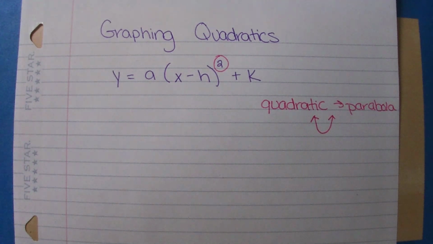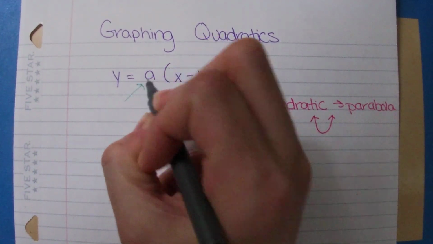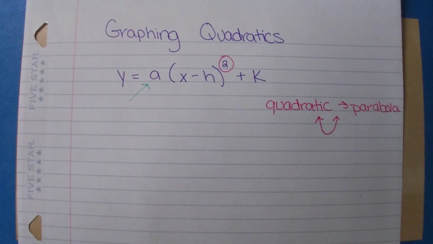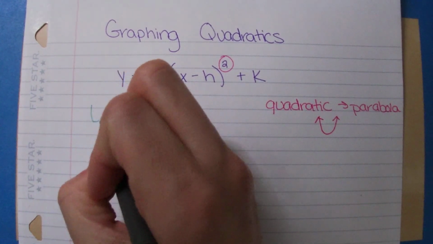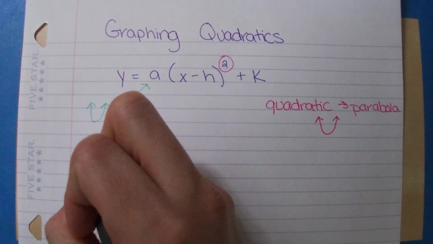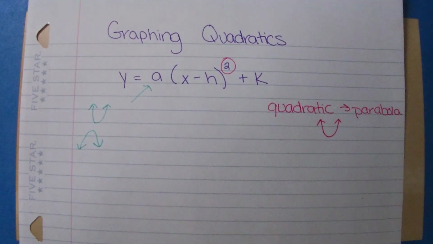Now, there are a couple things that we can determine about the parabola based on the formula. Just like when we have y equals mx plus b, we can find m, which is our slope and tells us how steep it is, and b is our y-intercept, which tells us where it crosses the y-axis. We have similar things here. So a, this number in front of the parentheses, is going to tell us if the parabola opens up and looks like a U, or if it opens down and looks like a hill.